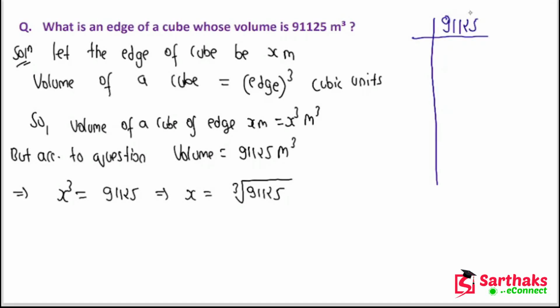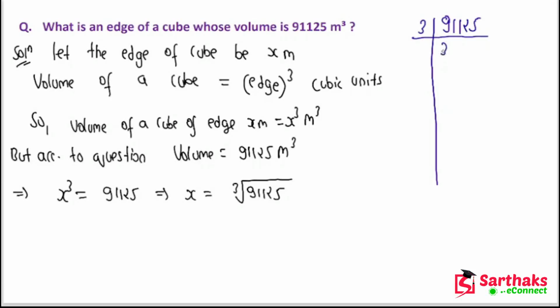Okay, so 91125. Obviously 91125 is an odd number, so it will not be divisible by 2. So let us check for 3. 9 plus 1 is 10, plus 1 is 11, plus 2 is 13, plus 5 is 18. So yes, the sum of digits is divisible by 3. I'll give you one more trick. You already know that this is a perfect cube, so if 3 is once over here, it has to come 2 more times because it has to form a triplet. So for the next 2 times you do not have to check the sum of digits at all.